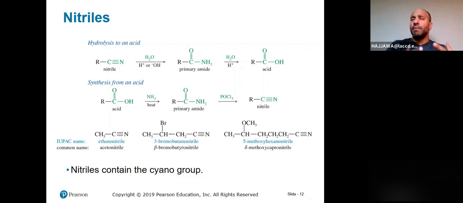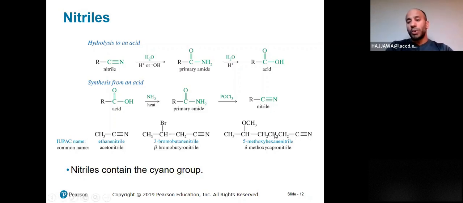Now, how do we name nitriles? It will be named, and it should sound as, alkane nitrile. So it's as simple as you just hear. So 1, 2, so I have an ethane nitrile. 1, 2, 3, 4, so I have a 3-bromo butane nitrile. So the carbon of the nitrile, or the cyano, is counted as part of the longest chain of carbons. So that's important to keep in mind.